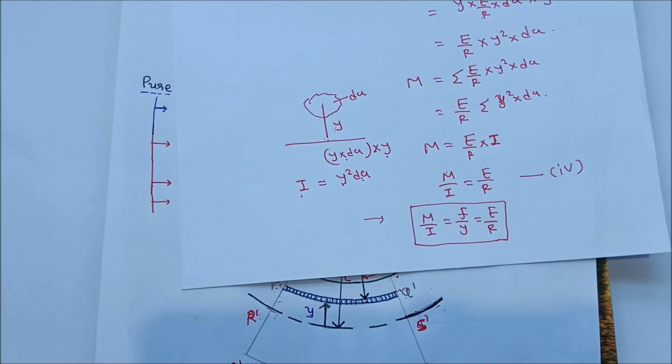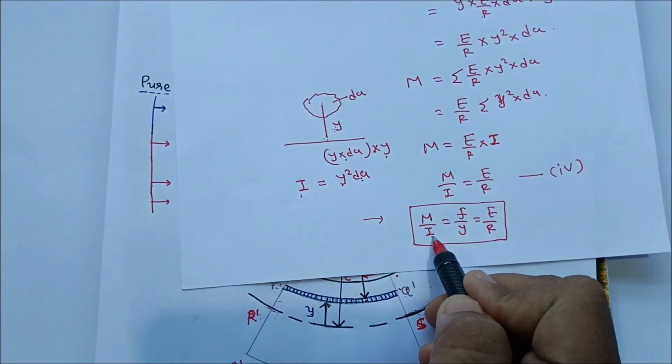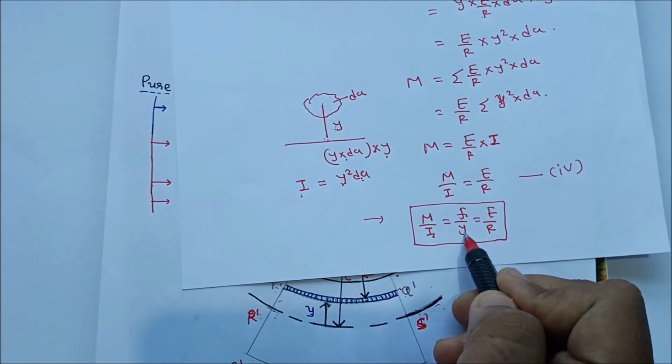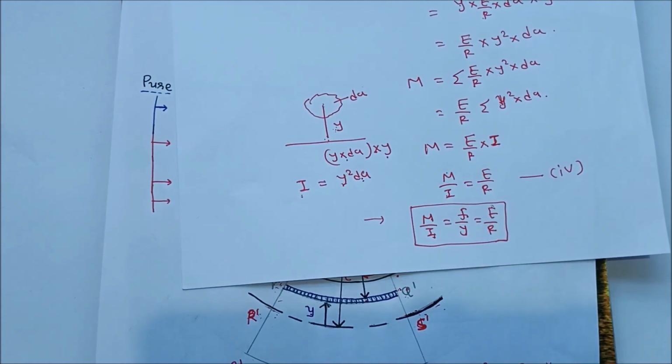So here, what is the meaning of M? That is the moment of resistance. I is the moment of inertia. F is the bending stress. Y is the distance from the neutral axis. Capital E is the modulus of elasticity. And capital R is the radius of curvature. In this way, you can easily derive the equation of bending stress.